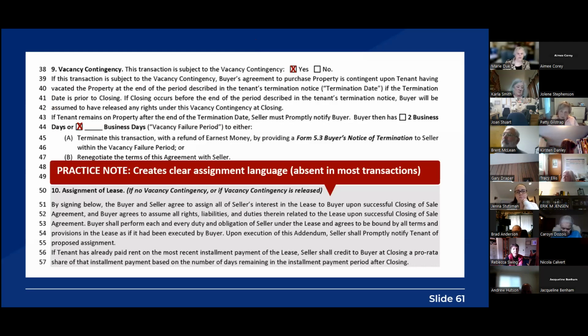This creates a clear assignment language. The buyer and the seller agree to assign all the seller's interest in the lease to the buyer upon successful closing of a sale agreement. The buyer agrees to assume all rights, liabilities, and duties therein related to the lease upon successful close of sale.